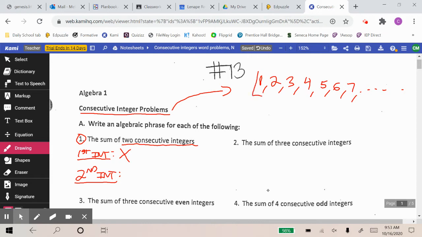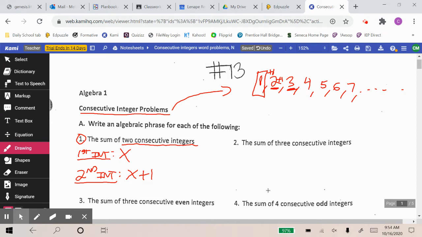So for example, if I said this was X, I would add 1 to it to give me the next one. Right? I would add 1 to the 2 to give me the next one of 3. So the second integer is just going to be x plus 1. All right. So that's going to be our setup.